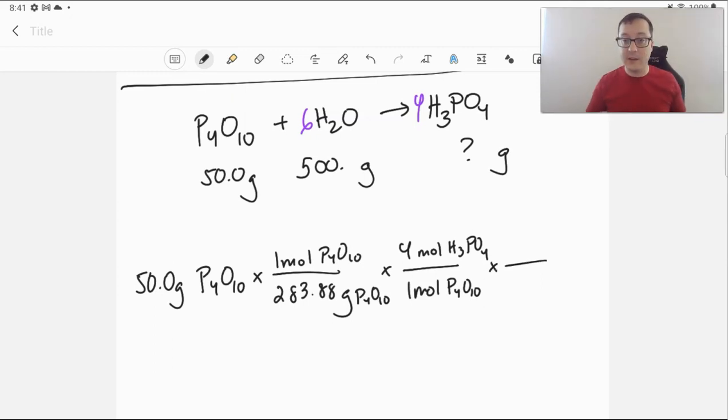And now we need the molar mass of the phosphoric acid. Note, a lot of students put a 4 with this. We don't do that. Molar mass is constant for each compound. It does not matter what the coefficient is. For example, water's molar mass is 18.02. It is never 6 times 18.02. The 6 is taken care of elsewhere in our math. So do not include coefficients when you're determining molar mass of a compound.